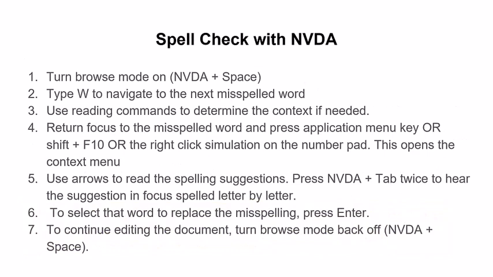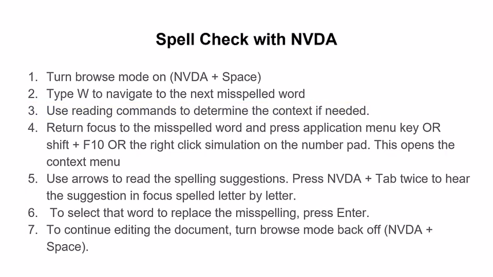Spell checking with NVDA, this is another way that is specific to NVDA. Turn on browse mode, which is the NVDA key plus the spacebar, and you should hear it either say something about browse mode or make a sound indicating it. If you type the letter W to navigate to the next misspelled word, focus will be brought there. Use your reading commands to determine the context if needed. So you might want to know what words are to the left or right of the word that NVDA is telling you is misspelled.